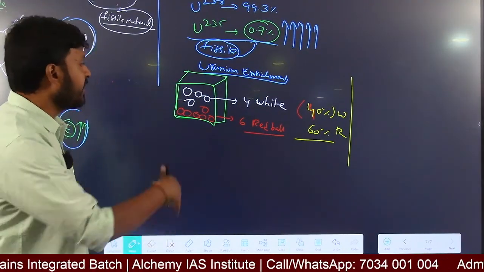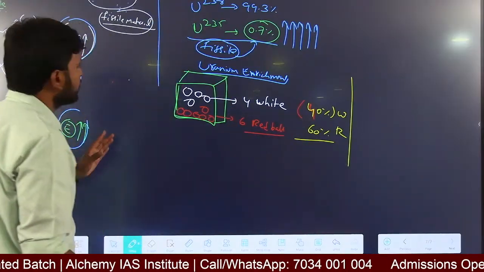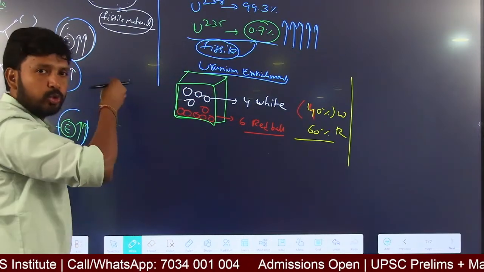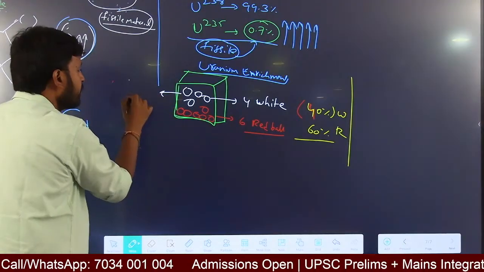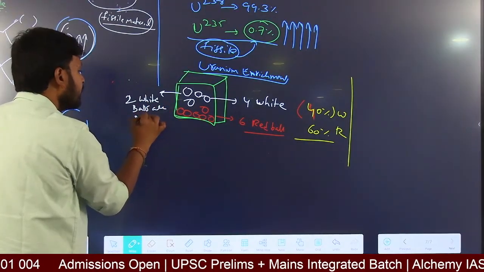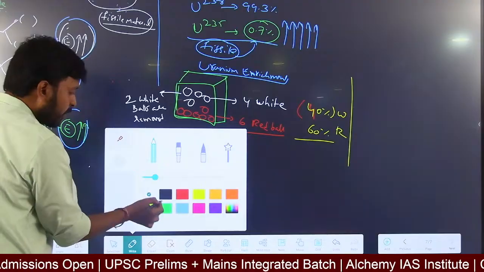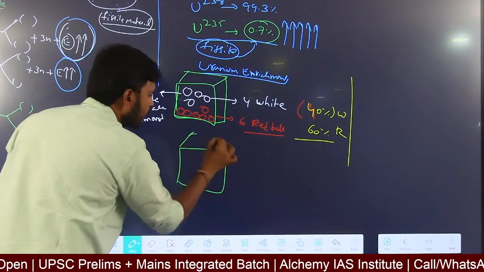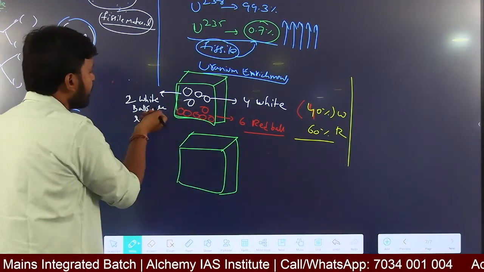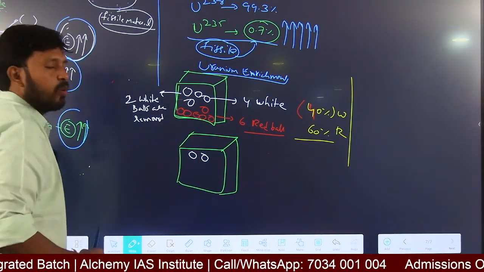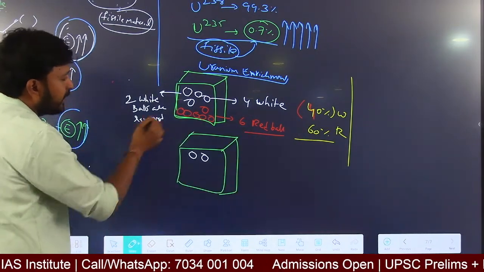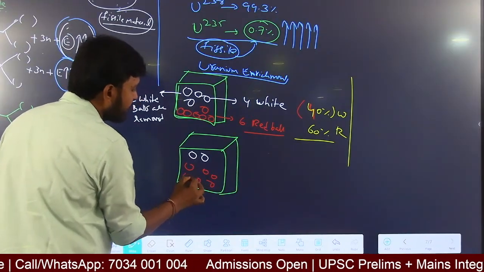So now, what we will do is, from this box, if I remove, assume, let me remove two white balls. 2 white balls are removed. So if I remove 2 white balls, what is there in this box now? I'll maintain the red balls as they are. Assume only 2 white balls are there, and how many balls are there? 1, 2, 3, 4, 5, 6 balls.